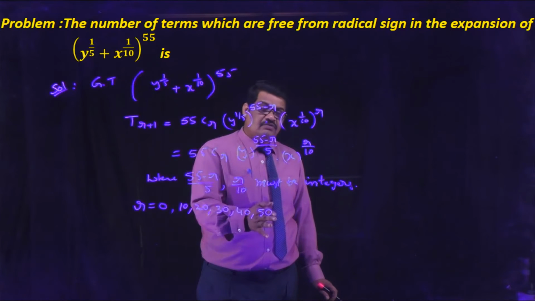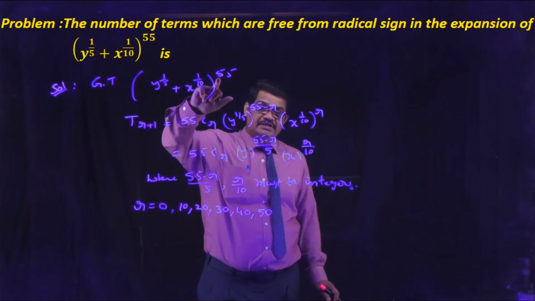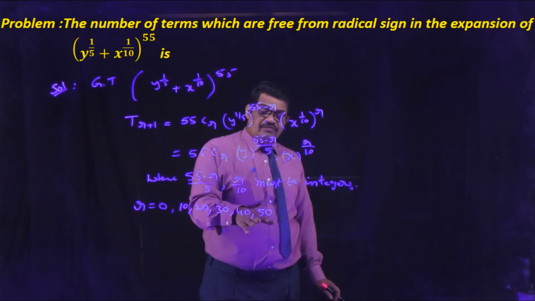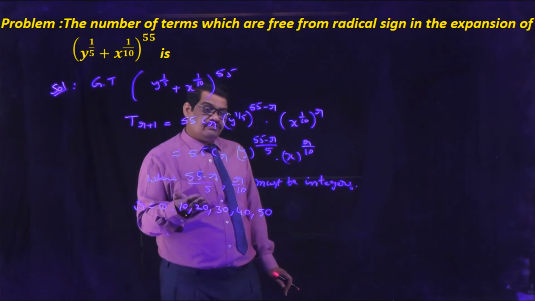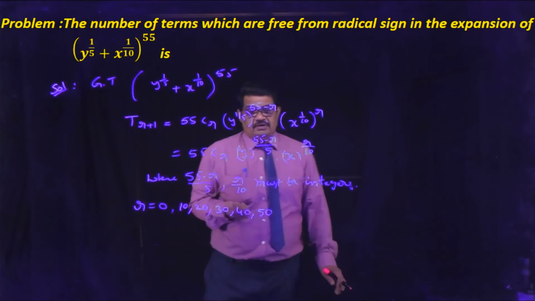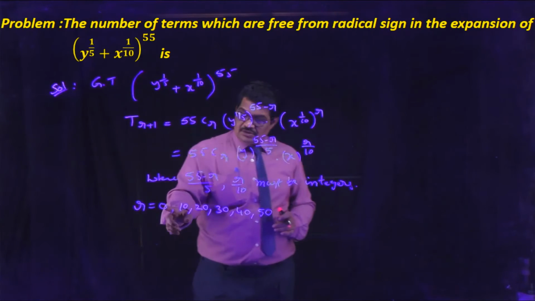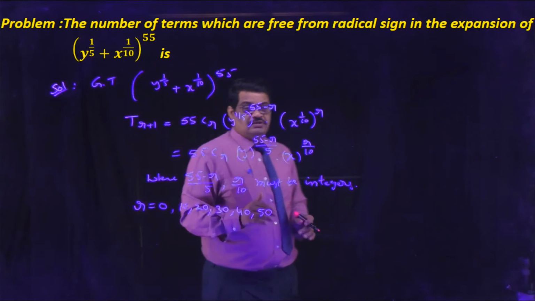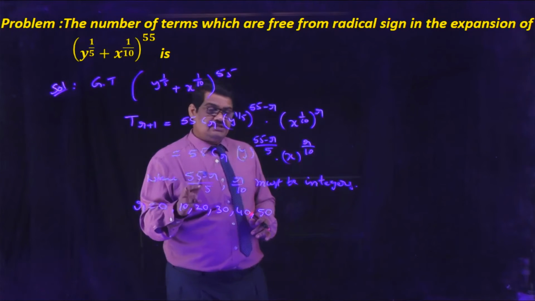So after that, we take 60. What is here? The highest power index is 55, so we take r up to 55. So from 51 to 55, none is divisible by 10 and 5. Okay. So we are taking r as 0, 10, 20, 30, 40, 50. These values are the only integers for this condition.